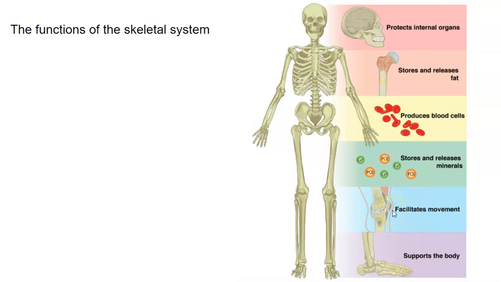But there are some lesser known functions as well. Like in the ends of these long bones here, we have the production of red blood cells. And then in the middle of these long bones, we have the storage and release of fat. Also, bones play an important role in maintaining homeostasis. We have the deposition and release of calcium salts like calcium and phosphate.